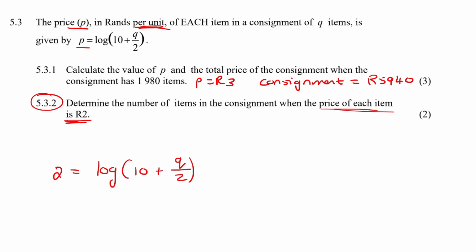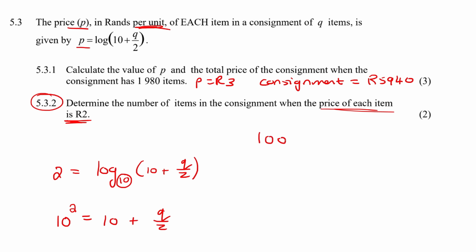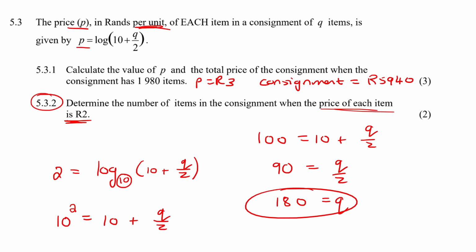Okay, now remember that when you have a log like this that doesn't have any number over here, then it's actually a 10. There's actually a 10 there. That is the standard of a log. And so here we can just reverse the log and turn it into an exponential. So you take the base to the power of the other number, and then just make that equal to whatever's inside here. So we can just say 10 plus Q over 2. So then 10 to the power of 2 is 100. And so you take the 10 over, so it becomes that. And then you can just multiply the 2 over, and so Q would be 180.